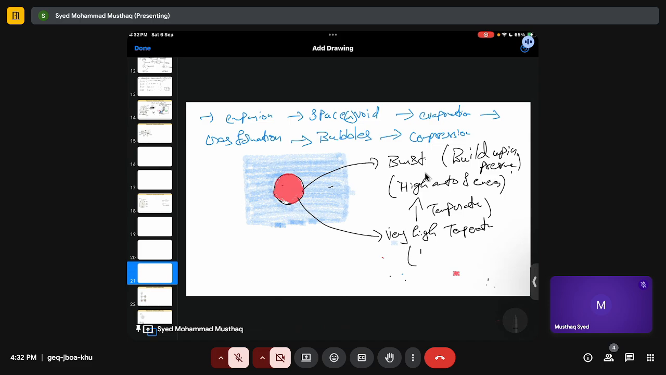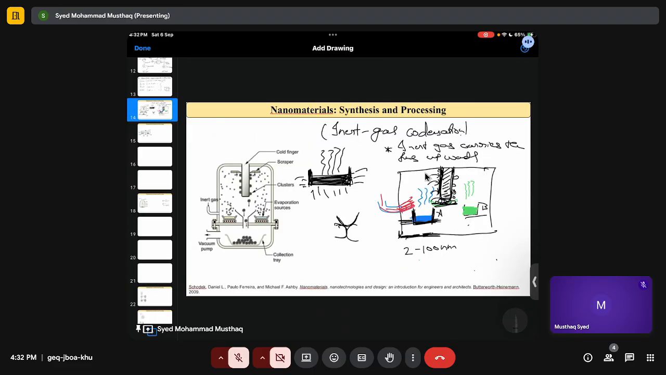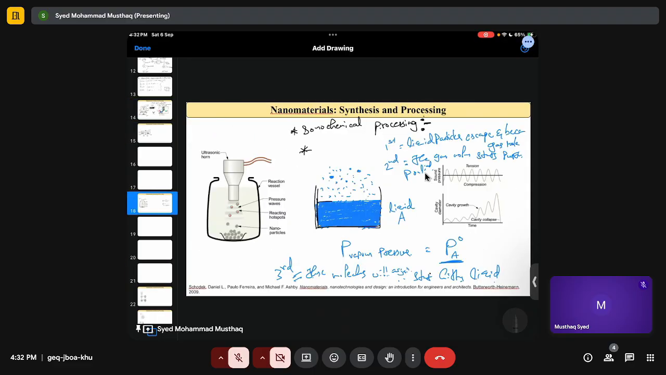And that is called a hotspot. There the temperature can reach very high, and high temperatures can lead to evaporation, and this evaporation can lead to some reactions. These reactions will tend to form nanoparticles. See, you have pressure waves, you have reacting hotspots, the high temperature part, and because of the high temperature part, there is a formation of nanoparticles. That's it.